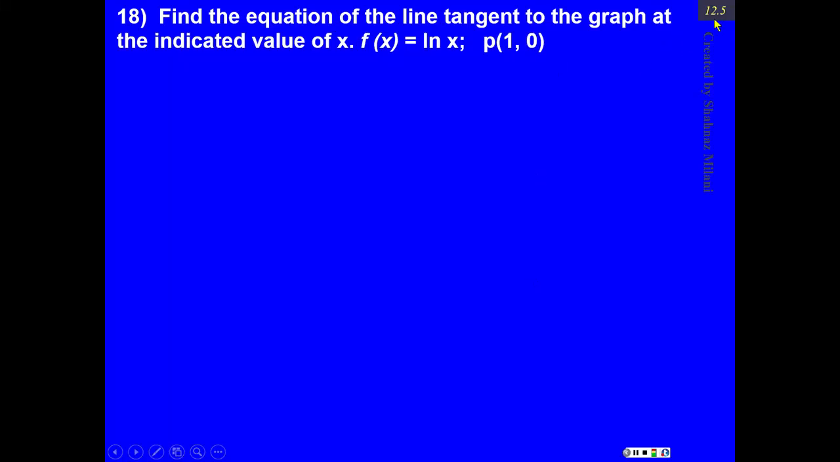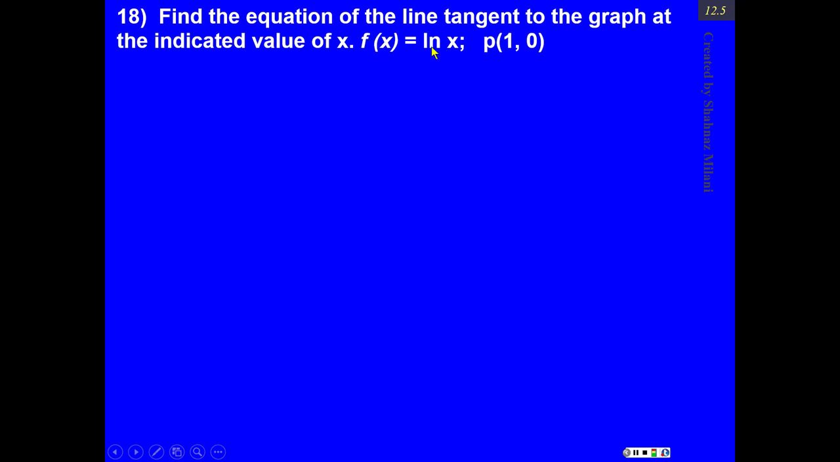This is Milani, Chapter 12, Section 5, Problem number 18. In this problem, it says, find the equation of a tangent line, where my function is f of x equal natural log of x, and my point is x is 1, y is 0. But I need a slope. In order for us to find the slope, I have to find the derivative.